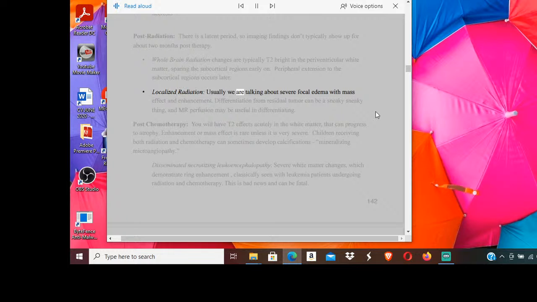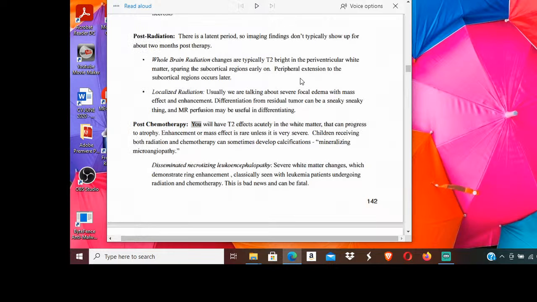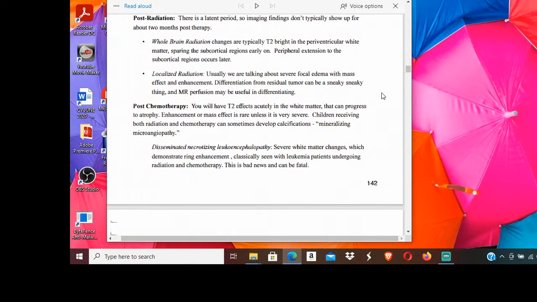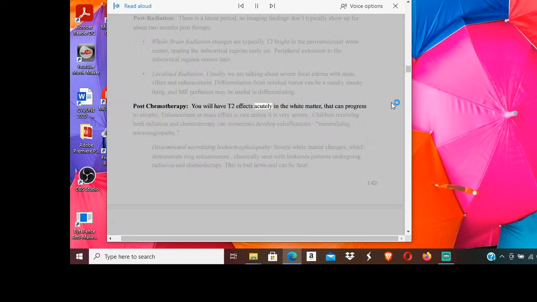Localized radiation, usually we are talking about severe focal edema with mass effect and enhancement. Differentiation from residual tumor can be a sneaky thing, and MR perfusion may be useful in differentiating. Post-chemotherapy, you will have T2 effects acutely in the white matter that can progress to atrophy. Enhancement or mass effect is rare unless it is very severe. Children receiving both radiation and chemotherapy can sometimes develop calcifications, mineralizing microangiopathy.